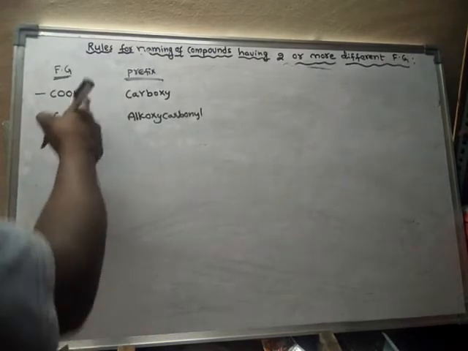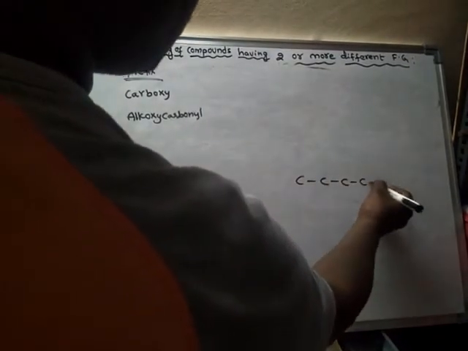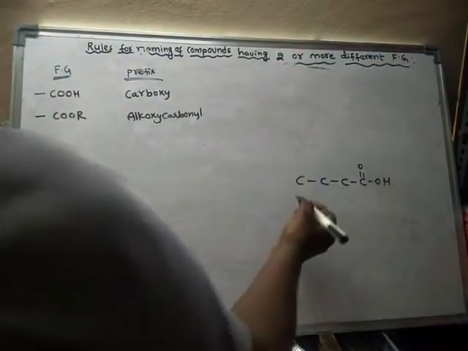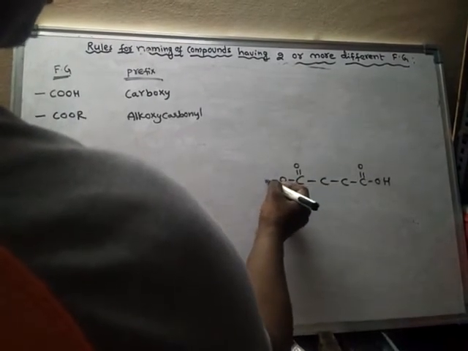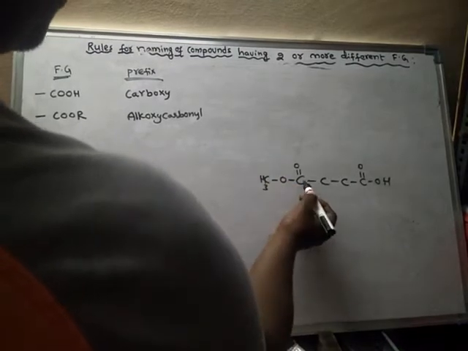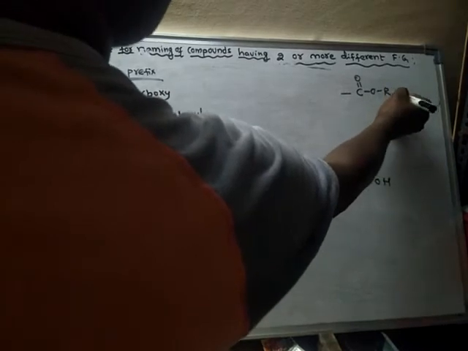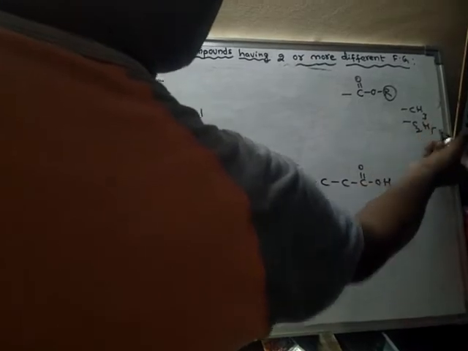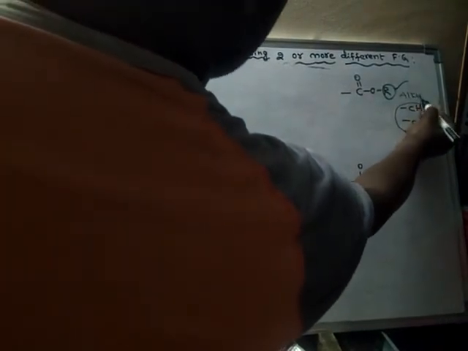Okay, for example, let us solve an example by using these two. For example, there is a compound like this. Here it is ester. So I'll write ester. So CH3. So ester functional group will be like this, COOR. So R may be any, it may be CH3 or else C2H5 or else any hydrocarbon group. Hence it is called alkyl.